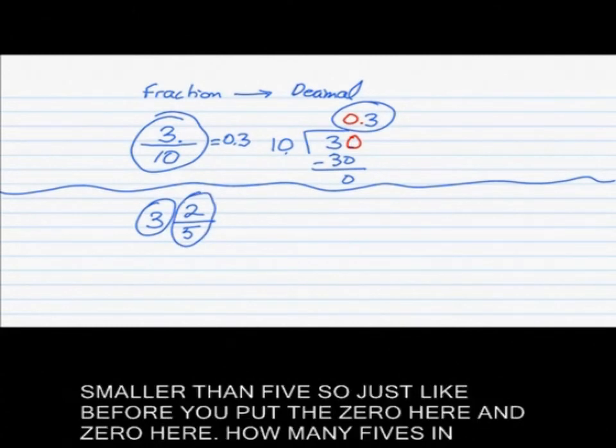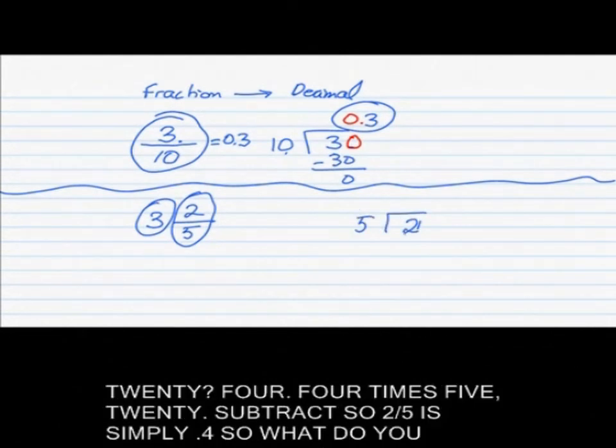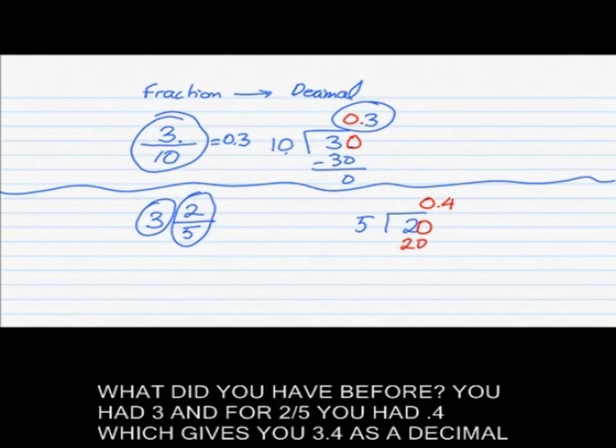2 is smaller than 5. So just like before, you put a 0 here and 0 here. How many 5s in 20? 4. 4 times 5, 20. Subtract. So 2/5 is simply 0.4. So what did you have before? You had 3, and for 2/5 you had 0.4, which gives you 3.4 as a decimal.